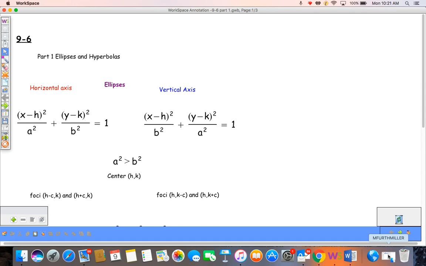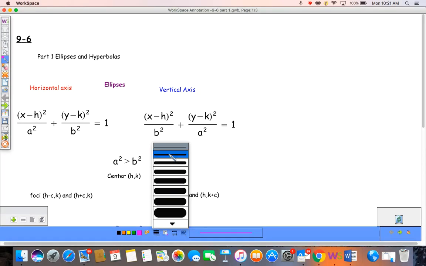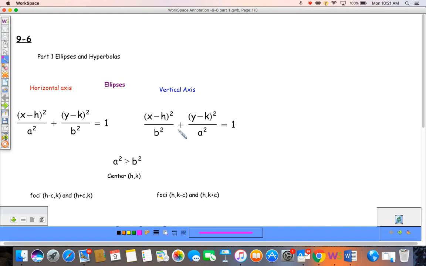Okay, let's take a look at some ellipses and hyperbolas, but now we're going to look at what happens when we want to translate them. So we're going to move them in different directions. They're not always going to be at 0, 0.